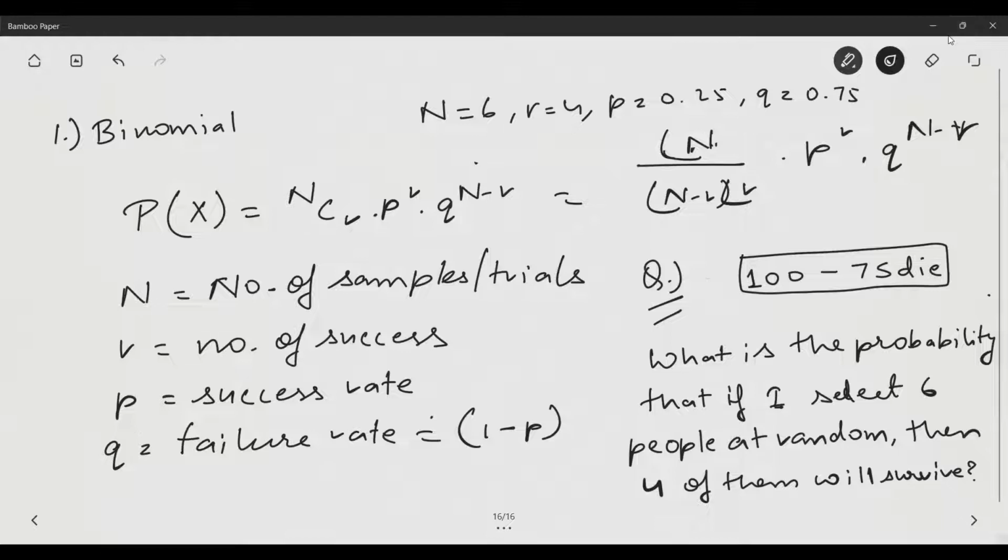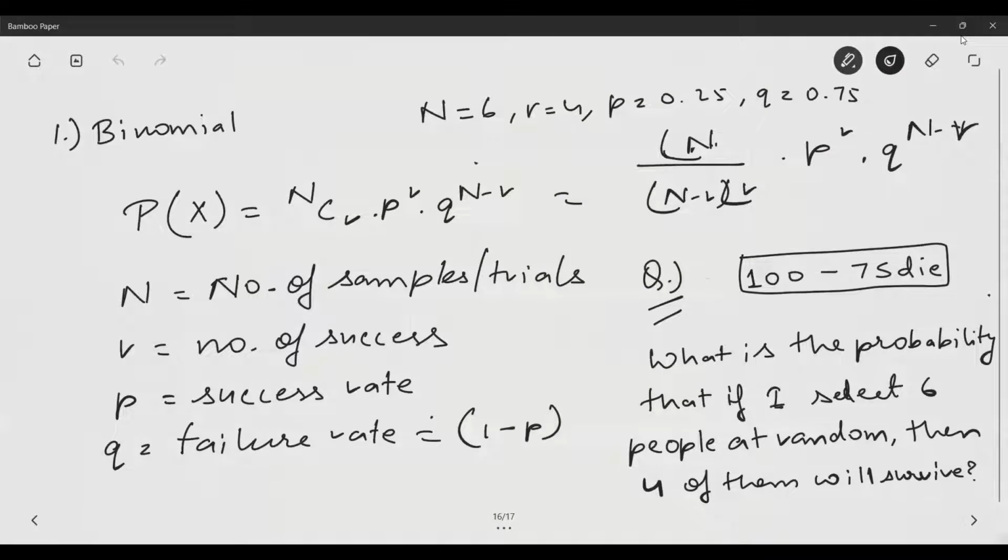Absolutely correct, absolutely genius. This answer is absolutely correct, and this will be your N, R, P, and Q. Guys, I think now all of you are able to understand the binomial distribution, and this is how you can use the binomial distribution in a real world scenario. Anyone having any doubt regarding this?